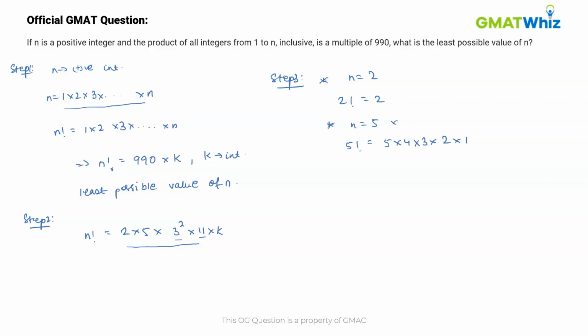Hence, if we take the value of n to be equal to 9, then 9 factorial will be 9 times 8 times 7 times and so on till 1. Now again, this will not be a multiple of 990 because 11 is still not included. So the least possible value of n that we can take such that it is a multiple of 990 is when n is equal to 11. Hence, n is equal to 11 is the least possible value of n, which is the option D.